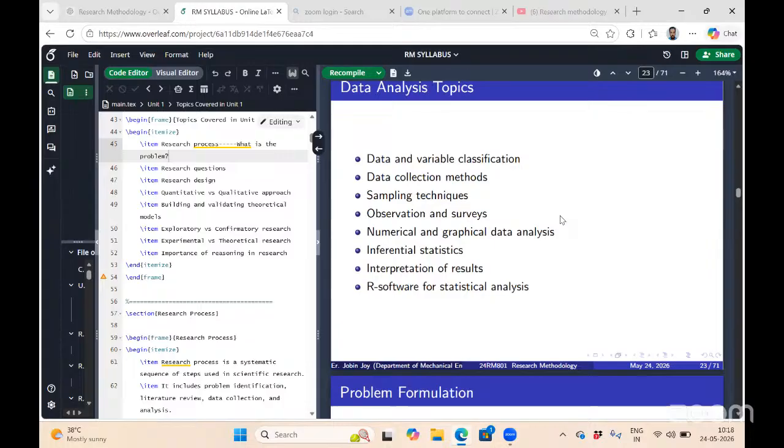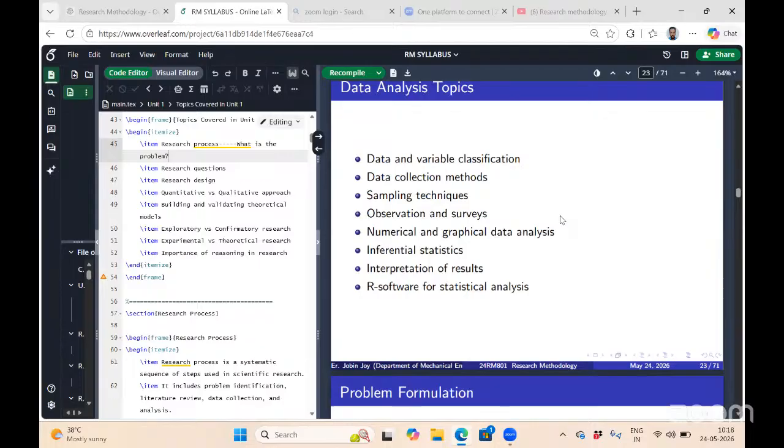The advantage of convenient sampling is that it is a very easy, low cost method. We can quickly collect the data because I'm taking the data based on availability only. So quickly I will get the data, but the problem is high bias. The result may not represent the population accurately and the reliability is low. So these are the different classifications of sampling techniques.